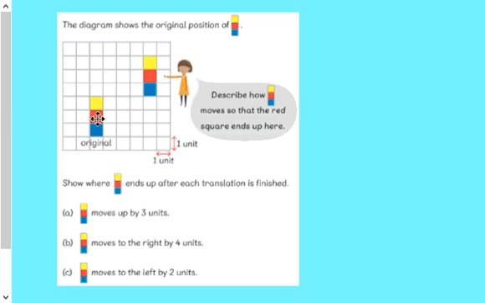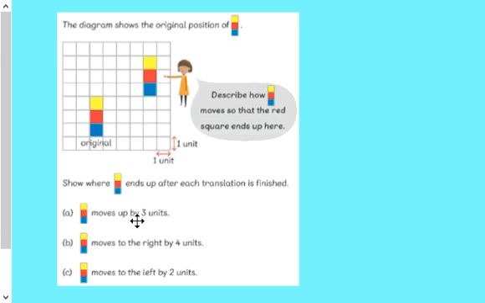So here I'm going to start with the red, and I'm going to move 1, 2, 3, 4 units to the right, and it's 1, 2, 3 up. So the translation here would be 4 right, and 3 up. Now, if I look at the statements down here, it says the shape moves up by 3 units. Yes, that statement is correct.